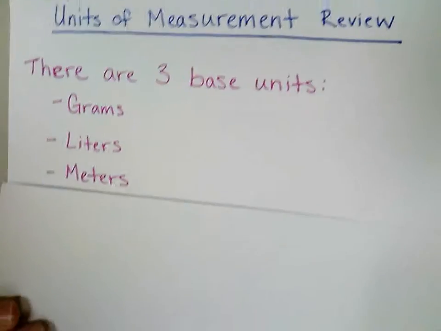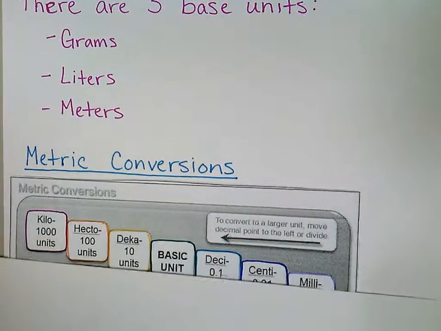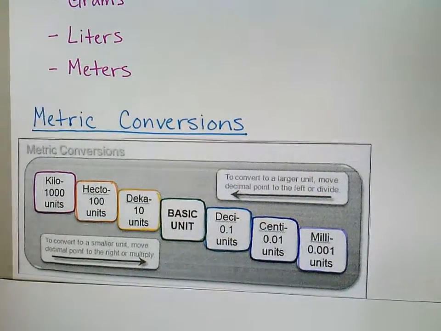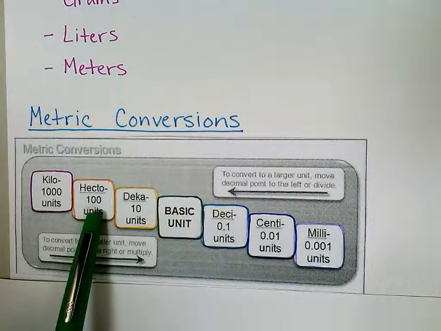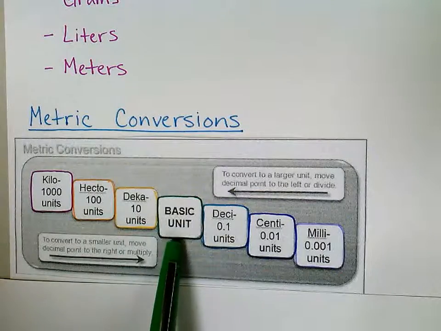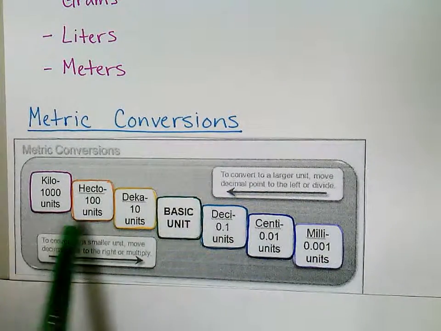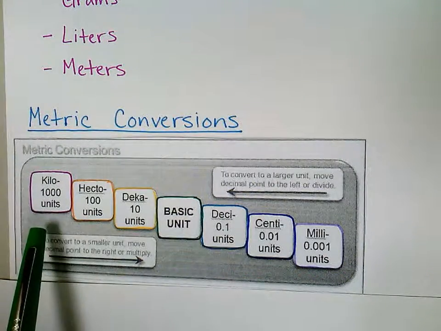So it also went into how to do conversions, and you saw a little chart on there, and I've added some color to it with the order of kilo, hecto, deca, your basic unit, deci, centi, and milli, and how they go down. So milli being the smallest and kilo being the largest.